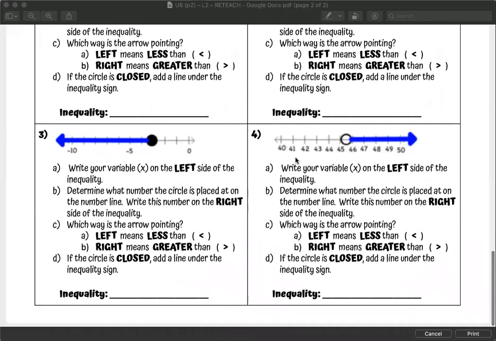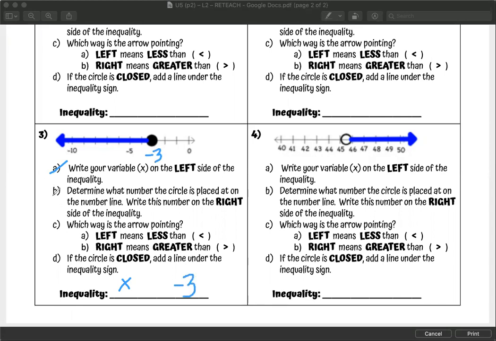Okay, two more. Number 3 here. First thing I'm doing is writing my variable x. So that was part A. What number is our circle placed at? So we've got negatives here. I'm working backwards. So I'm going to start from 0, 1, 2, sorry, negative 1, negative 2, negative 3.